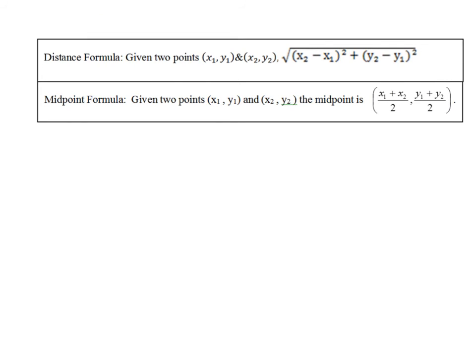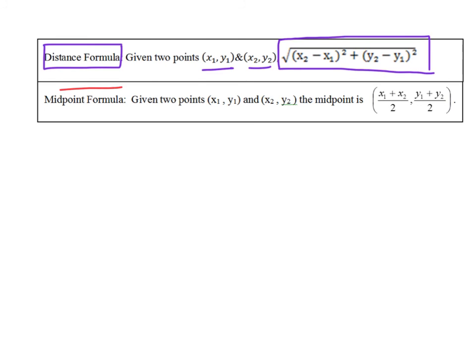Alright, and then here we have our two formulas. First, the distance formula. So if you are given 2 points on a line, so x1 and y1 and x2 and y2, you can find the distance between any 2 points by following this formula. Basically what you're doing is you are subtracting the x's, squaring that answer, subtracting the y's, squaring that answer, add them together, and then take the square root of the whole thing.